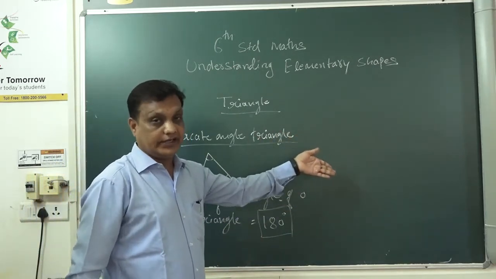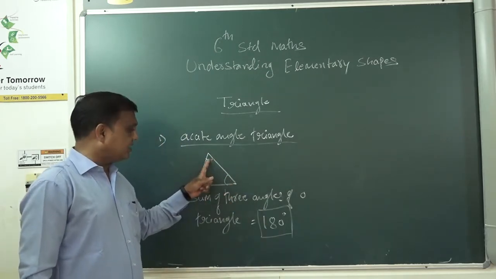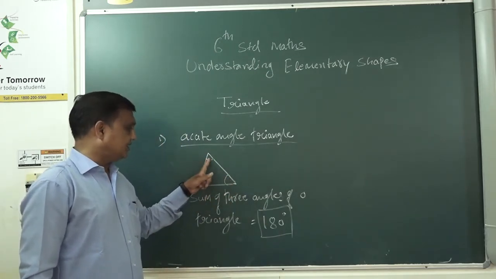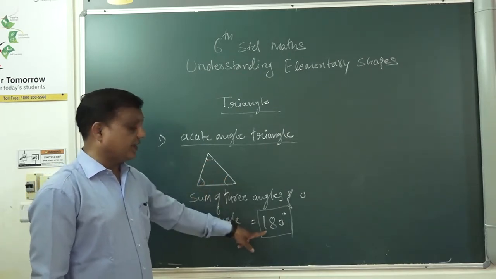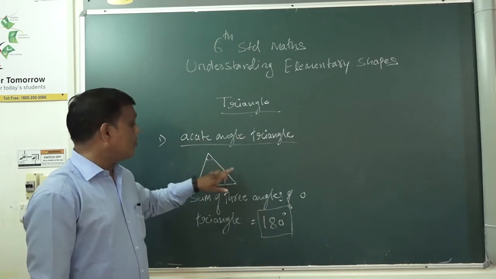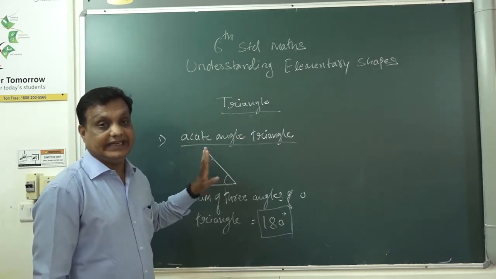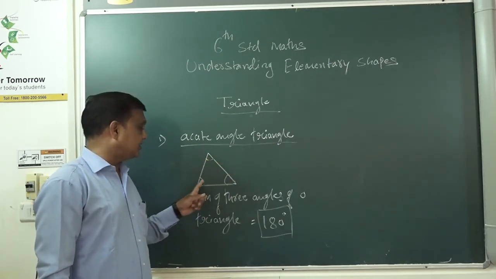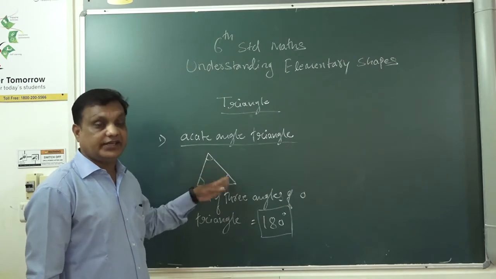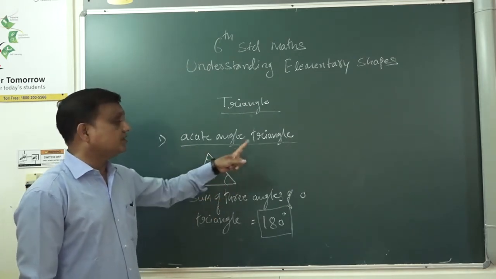We are learning that after this. You can take any triangle. If you count the angles of the triangle, this angle, this angle, this angle, and add, you will get 180. So the triangle is of 180 degrees. And when all the angles of the triangle are acute, less than 90 degrees, so that triangle is an acute angle triangle.